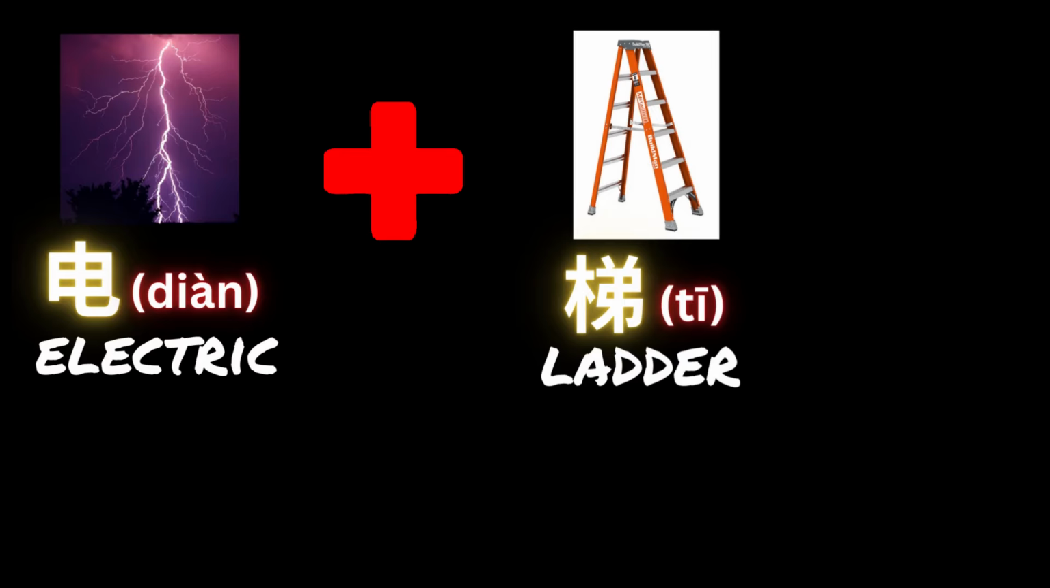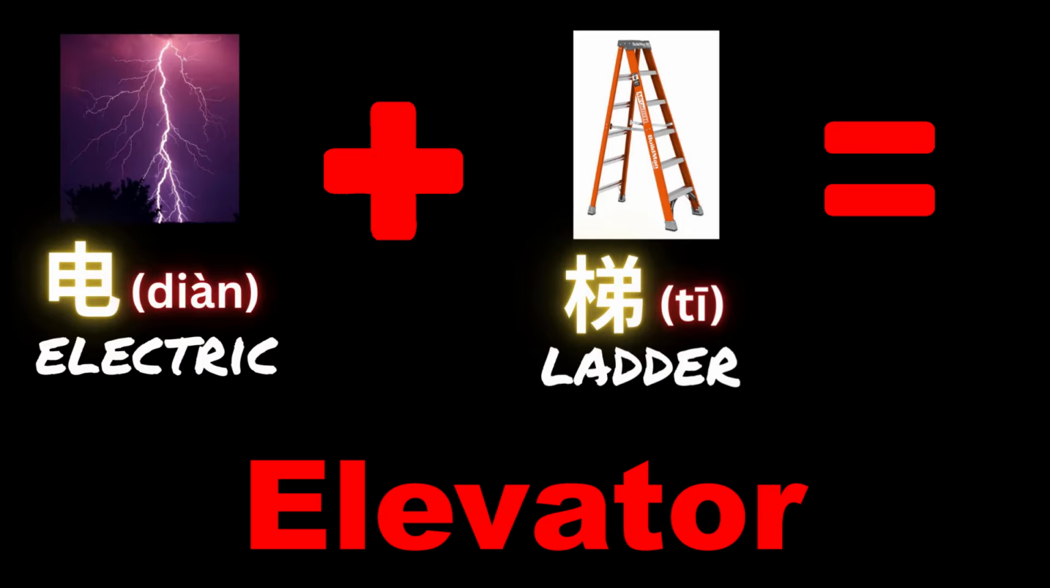Okay, so we have dian. We've seen that one before. That one means electric, and T, which means ladder. So think for a second. Dian T, electric ladder. What could that mean? Well, if you guessed elevator, you'd be correct.